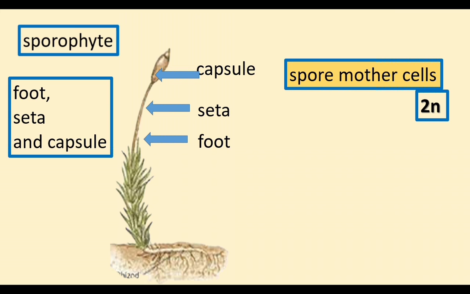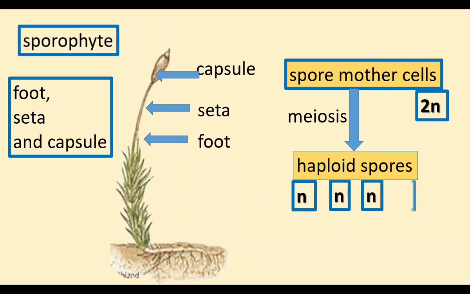Spore mother cells undergo reduction division. Meiosis is called reduction division because it reduces the chromosome number to half. The spore mother cells undergo meiosis to produce haploid spores. Four haploid spores are produced from a spore mother cell after meiosis. These spores are homosporous. In bryophytes, only one type of spore is produced. So bryophytes are homosporous. These spores are liberated from the capsule.